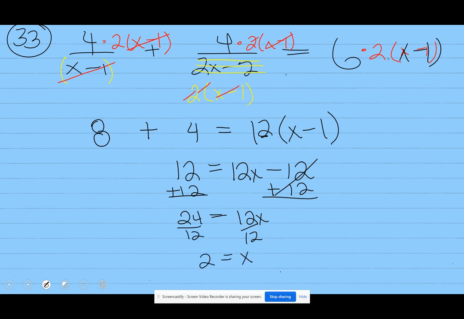Now we have to check. Remember, all we do is check for 0. That's all we're looking for. Does 2 create a 0 in that denominator? No. Does 2 create a 0 in the other denominator? No. My answer is 2.